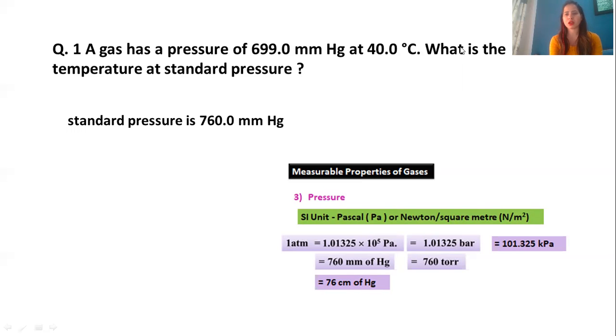So from this, you have to find what? Temperature. Means again, you have P1, P2, T1. You need to find this T2. I think you'll be able to do this question. So I'm not solving this question further.